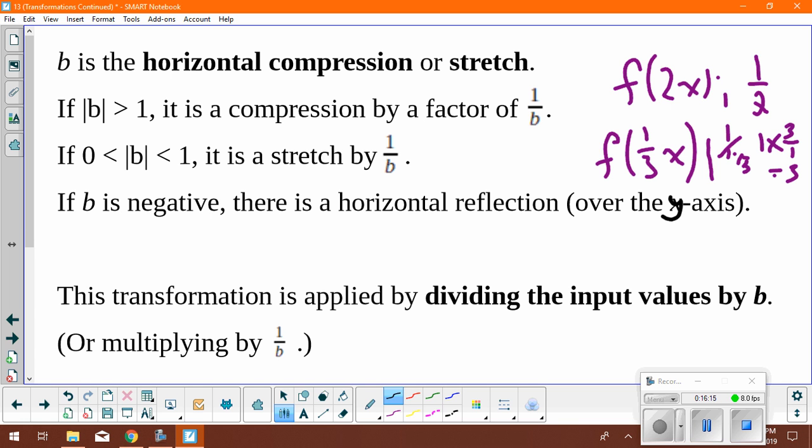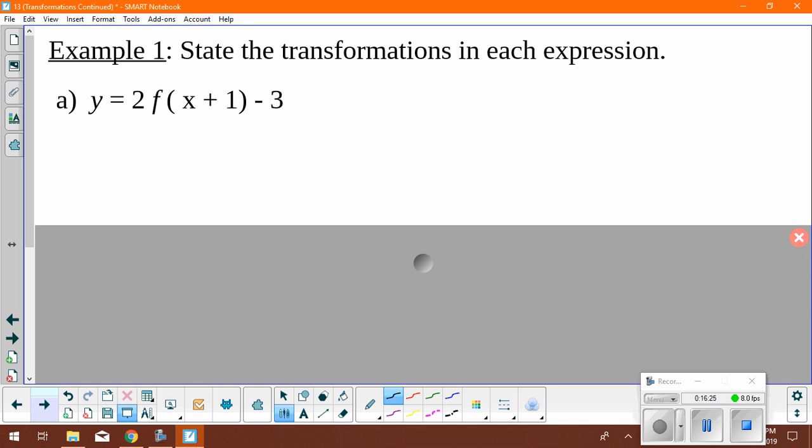Okay, that was a lot of definition work. We're going to do a couple quick examples to reinforce what's going on. So here's the first one. You're going to put out some functions. I just want you to state what transformations you see there. So what do we actually have here?